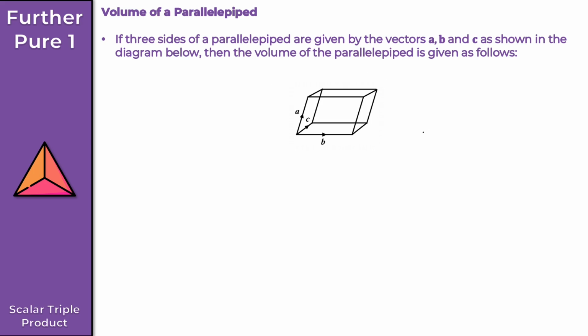Then the volume of the parallelepiped is given as follows. The volume V here is equal to the magnitude of the scalar triple product. As you can see, in terms of this result, nice and straightforward. But this is a result that isn't given in the formula book, so it is a result that you will have to commit to memorizing, okay? But in terms of the volume of a parallelepiped, that's all we need.